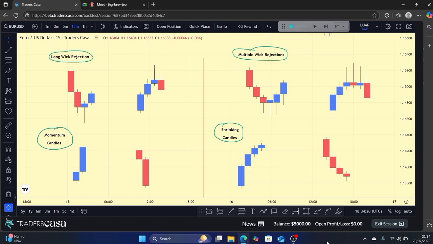All right, so I'll be covering them because these are the ones that occur more frequently, and so, of course, they'll be the ones that are more effective. And so, without wasting any time, let me dive into them. And the first one is the long wick rejection.